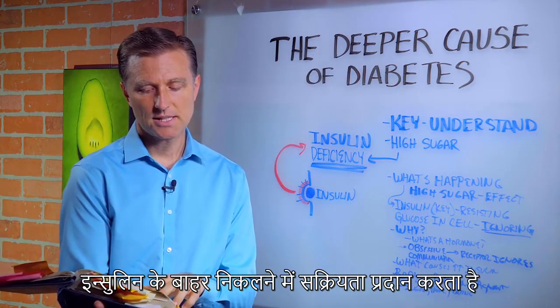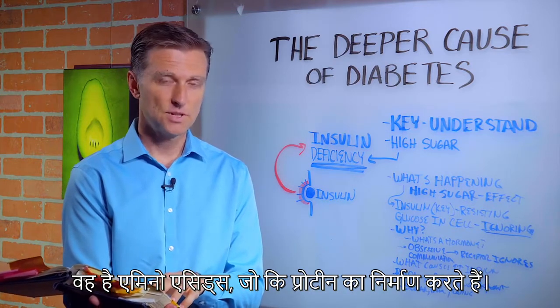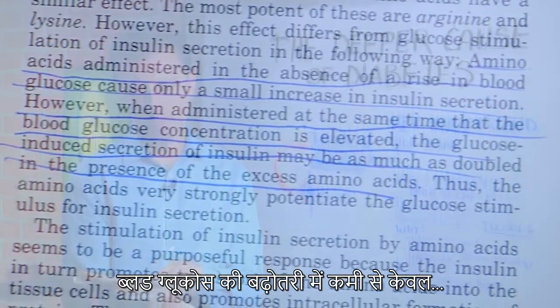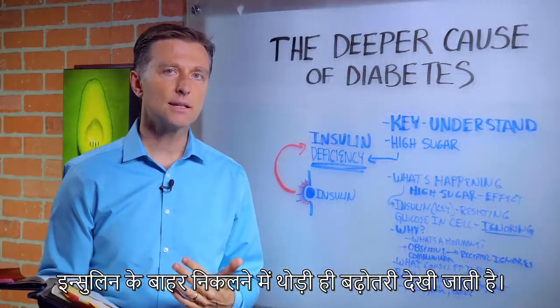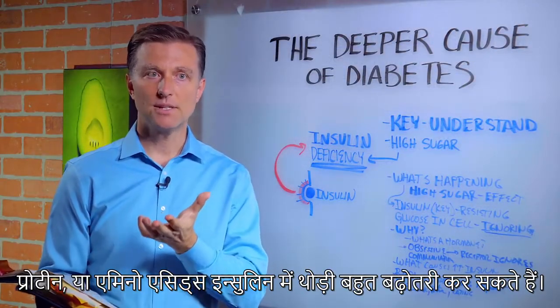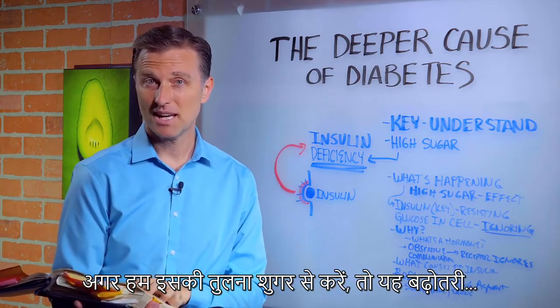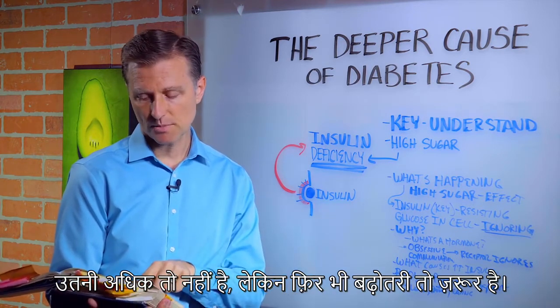Other factors that stimulate insulin secretion. Amino acids, that's protein. It says right here, amino acid administration in the absence of a rise in blood glucose cause only a small increase in insulin secretion. Basically, it's telling us that protein or amino acids can cause a small rise in insulin. Okay, it's not obviously as much as sugar, but it's definitely a small rise.